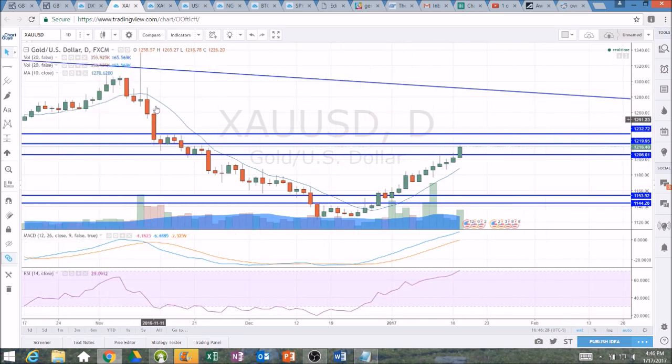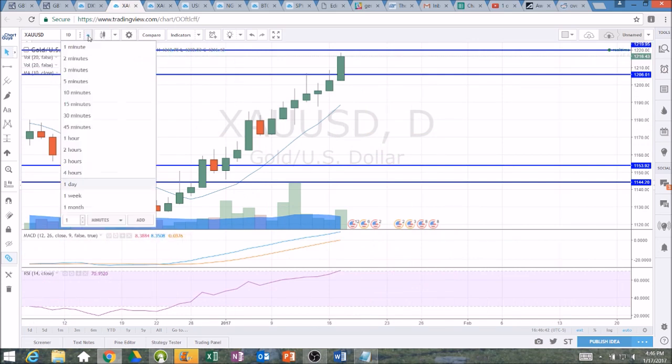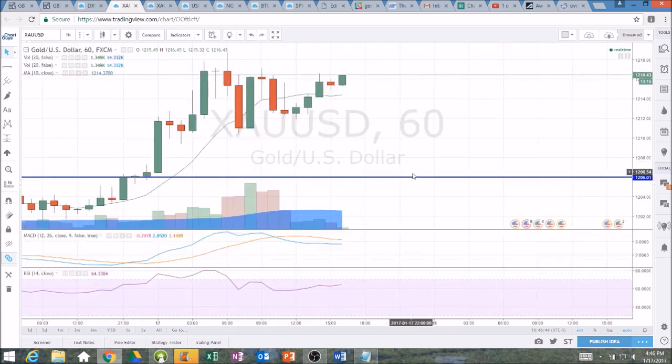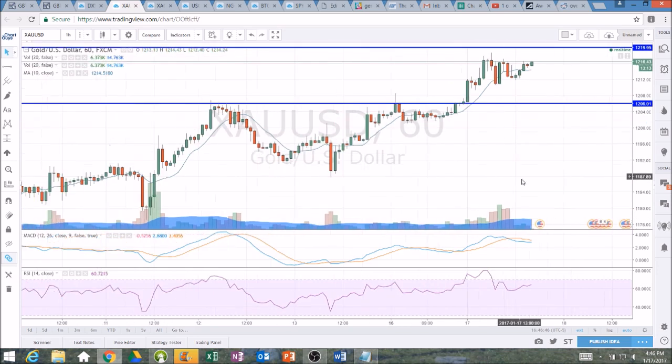I'm looking at these little bounce attempts from the original dump, and we had a couple bounce attempts that ended up being bear flags with continuation to the downside. But I'm looking at resistance of 1220.90 and then 1232.92. So in order to make a bearish entry and to be looking bearish, we're going to have to see a break of these higher lows on the hourly.